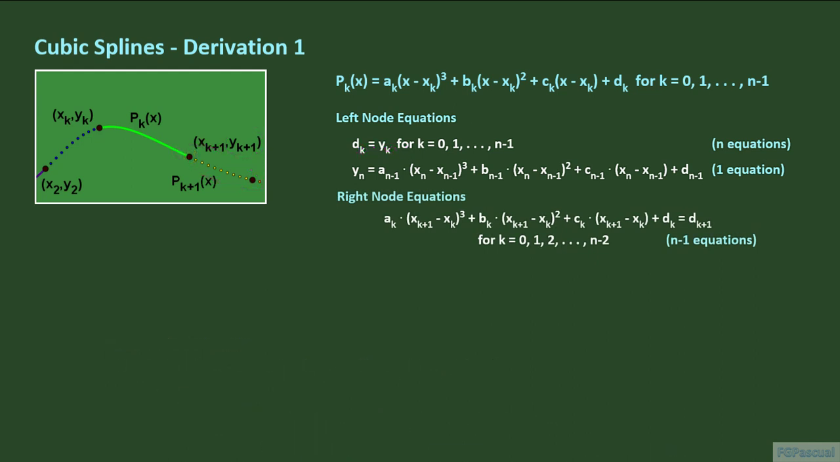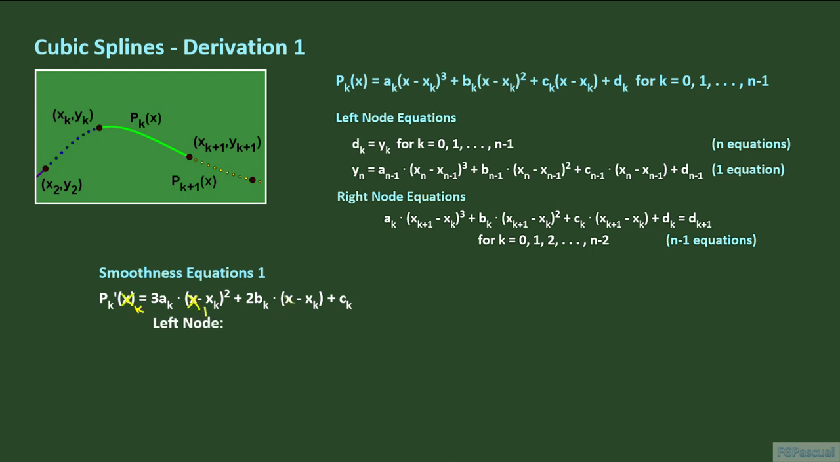Now we tackle the first set of smoothness equations. For this, we need the derivative of each of the polynomial segments. Differentiating p sub k quickly, we get p sub k prime of x equals 3 times a sub k times the square of x minus x sub k, plus 2b sub k times x minus x sub k, plus c sub k.